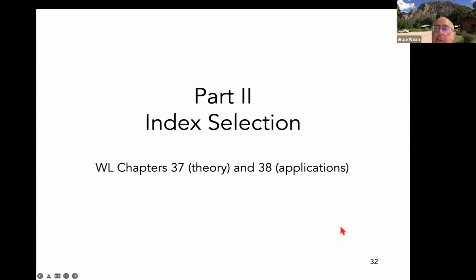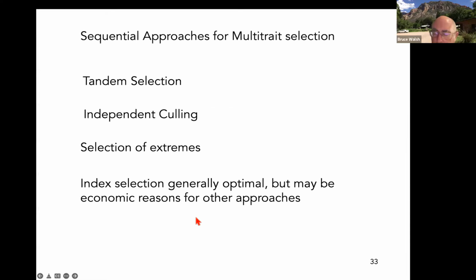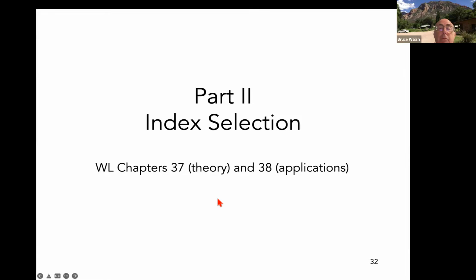So index selection basically has two parts. Back up a second here. Chapter 37 you have is the theory, and chapter 38 is applications. There's a huge amount of detail here, which is technical. So I'm going to go pretty quickly because I want to give you guys the feel without getting bogged down in the details. So you'll see a lot of matrix expressions here. Don't get freaked about them. That's something you look up later on. I want you to get the idea about what you're doing.